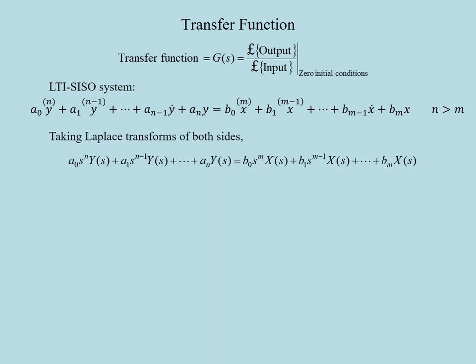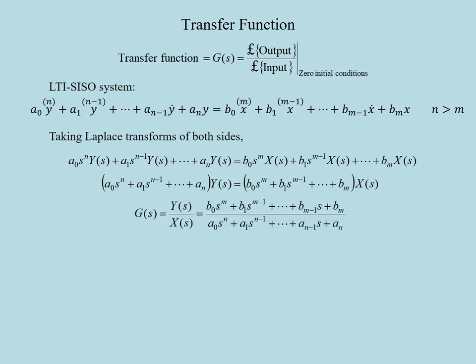Now, take the Laplace transform of both sides of this equation. Remember, we assume that all initial conditions are zero. So, effectively, derivatives will be replaced with multiplications of the Laplace transforms of y and x by s. Taking terms in the left-hand and right-hand side of the equation into parentheses of Y(s) and X(s), we can obtain the ratio of Y(s) to X(s). In other words, the transfer function of the system represented by this differential equation.